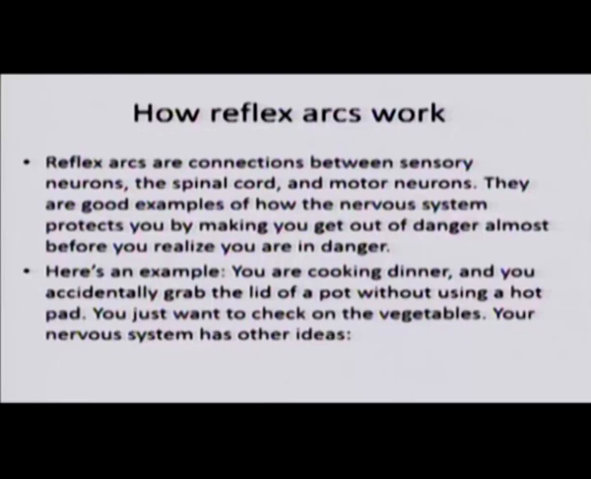Let us look at an example here. How reflex arcs work. Reflex arcs are connections between sensory neurons, the spinal cord and motor neurons. They are good examples of how the nervous system protects you by making you get out of danger almost before you realize you are in danger. Here is an example. You are cooking dinner and you accidentally grab the lid of a pot without using a hot pad. You just want to check on the vegetables. Your nervous system has other ideas.